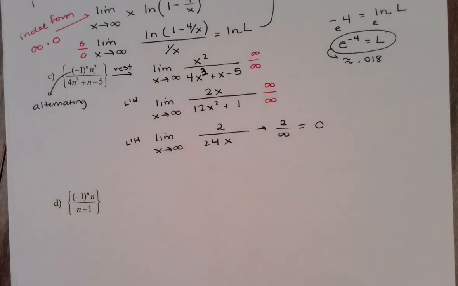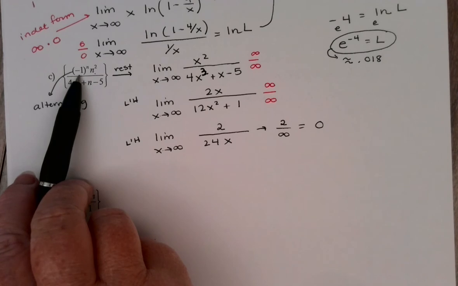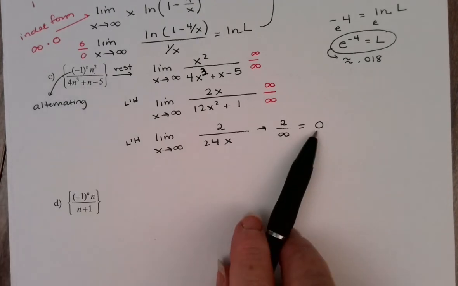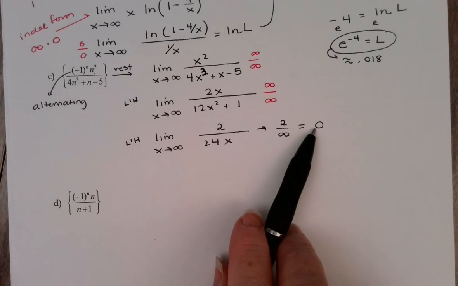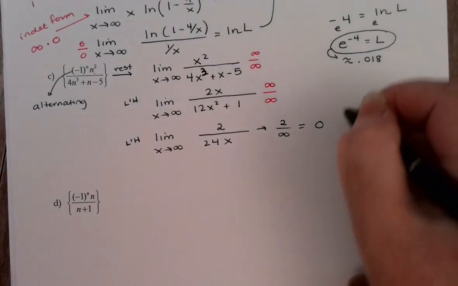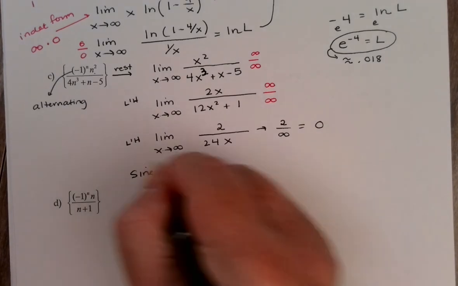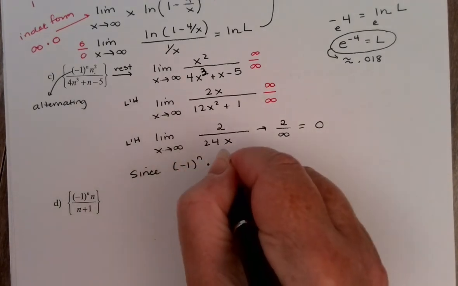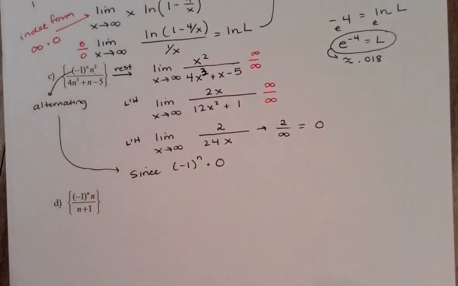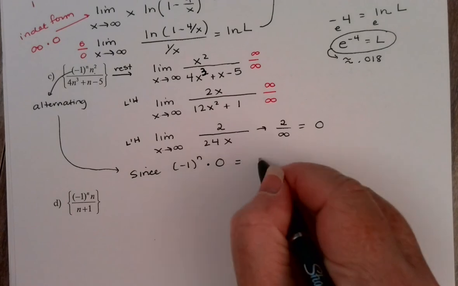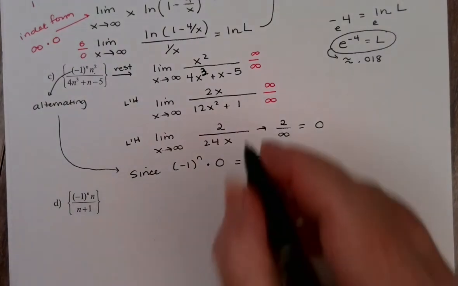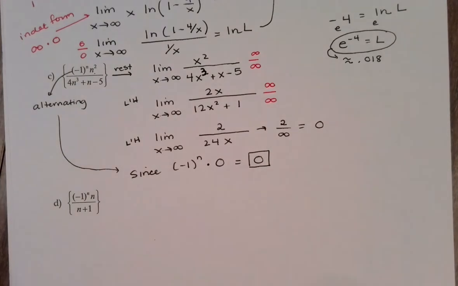Now I'm not quite done. I need to think back about the idea that this alternates. If you have a sequence that alternates as the terms approach 0, then what happens? Well, the whole sequence is going to approach 0. And the reason for that is that plus or minus 0 is still 0. So since negative 1 to the n, that's for the alternating now, times my limit of 0 is still 0 all the time, that is going to be the limit of my sequence.